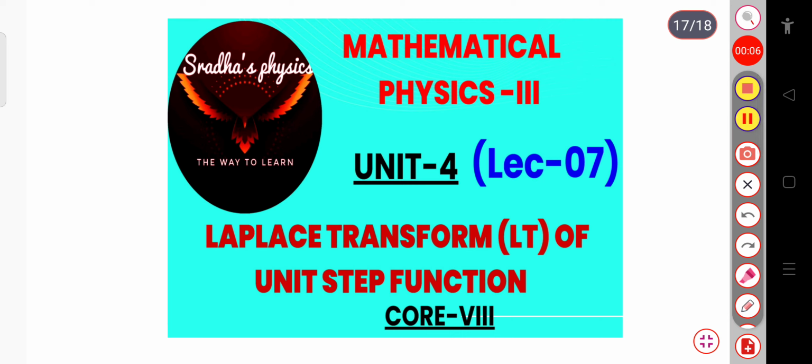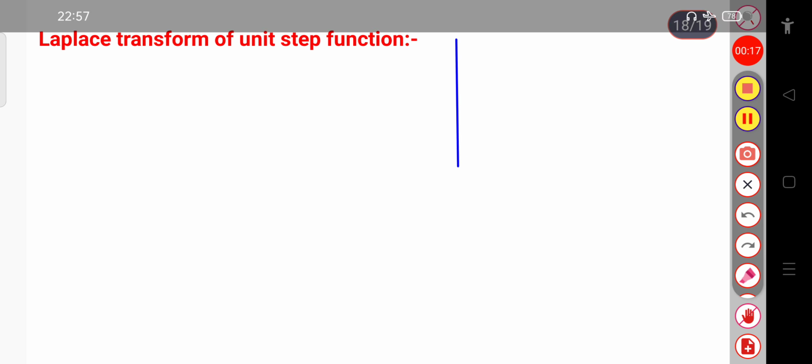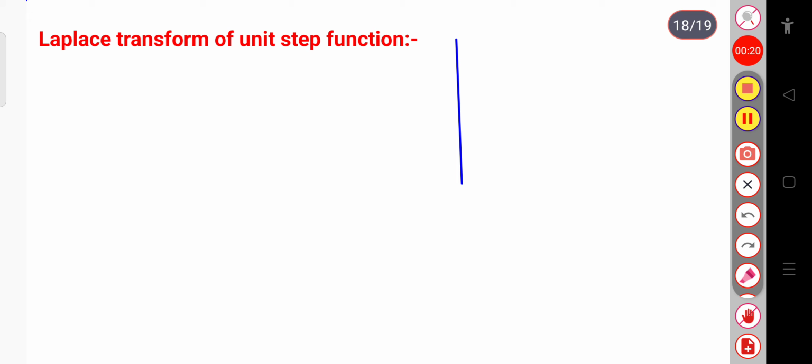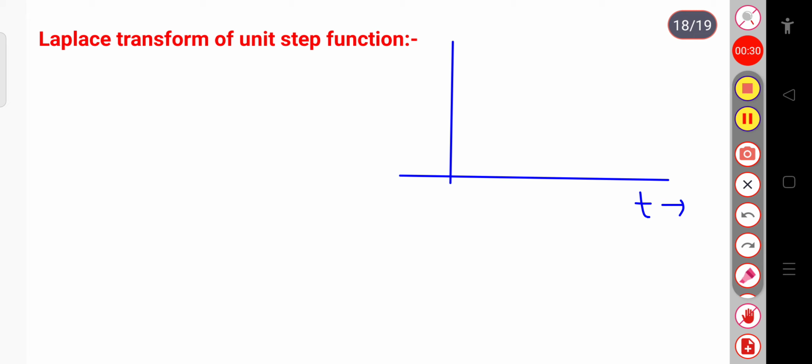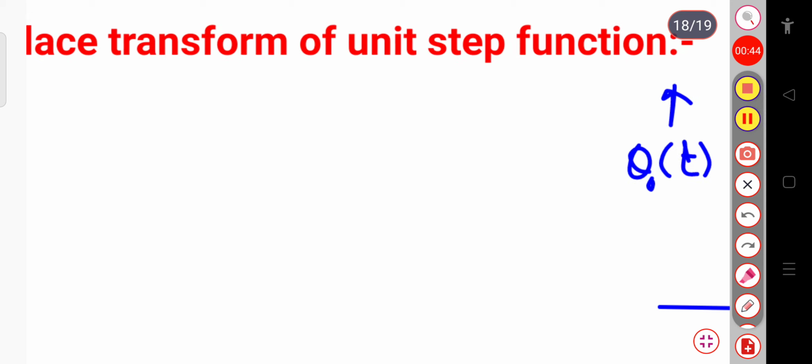Today we will see the Laplace transform of the unit step function. Let us consider a step function. Suppose here I am plotting the axis for the step function, and this is the time axis. So let me write, this is the time component, time axis, and this is theta naught of t. This represents the step function. Let me write the step function.